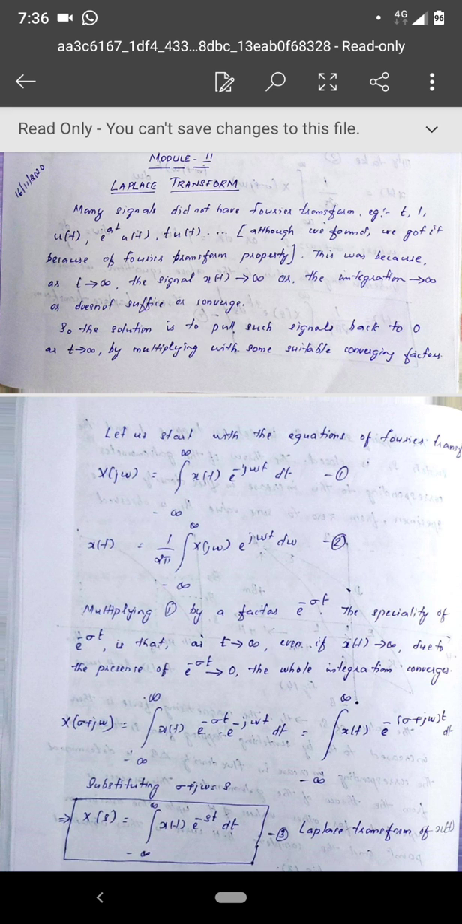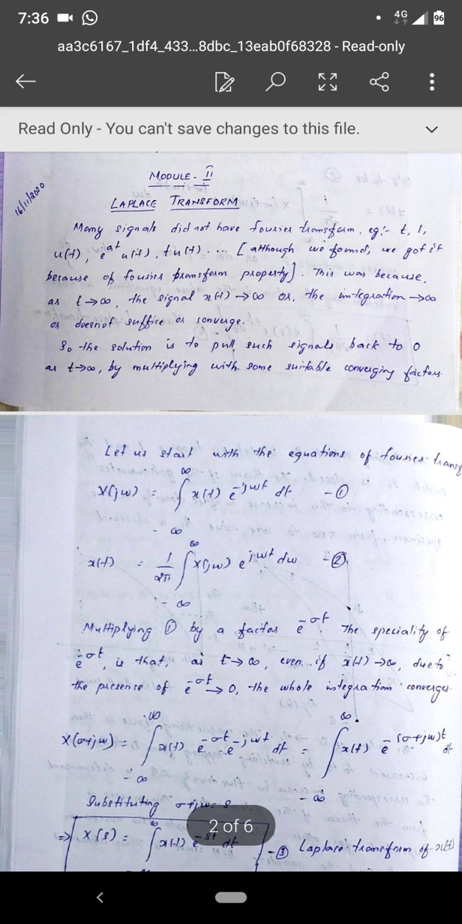The reason is that such signals, two reasons are there. One thing is that if you substitute such a signal in place of x(t) in the integration, it will not suffice, as t tends to infinity, this signal tends to infinity. The signal itself is an unbounded one, so the integration will not converge to a finite value. It may lead to infinity.